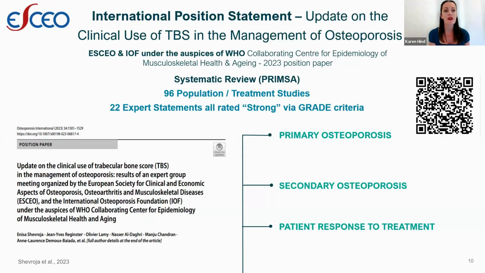From that, 22 expert statements were derived, and all of those statements were rated as strong via the GRADE criteria. By the GRADE criteria, what that considers is the consistency of the evidence, so the critical mass of the evidence and the consistency, but also the strength of the evidence and application in clinical practice. There were 3 key reviews. The first was on primary osteoporosis. There was a review on secondary osteoporosis, and there was also a review conducted on the patient response to treatment in terms of the effect on TBS and whether or not TBS was a useful indicator for monitoring treatment.